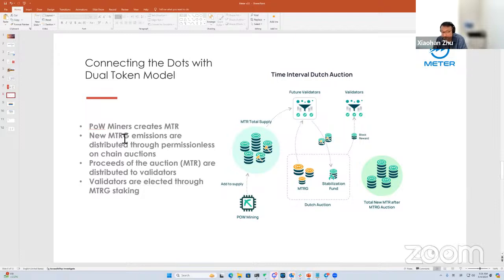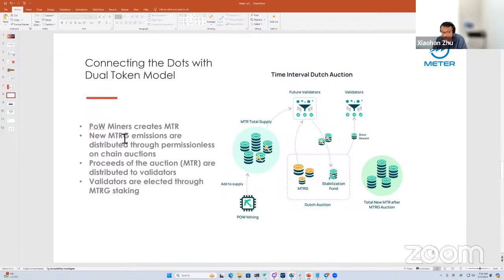And the proceeds of the auction are the inflation for that day in the proof of stake MTRG tokens. So essentially, you use the gas token to bid on the newly minted governance token. And the reward for all the validators is actually in the MTR gas token. It comes from yesterday's auction proceeds collected, basically the MTR token collected through the auction.